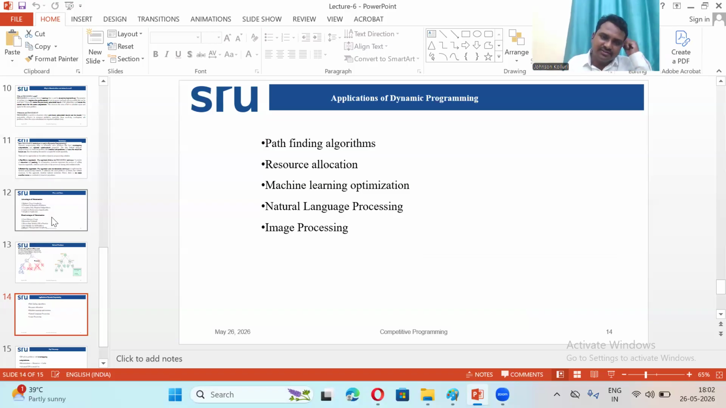In all these applications we are using the memoization concept and tabulation mechanisms. Then this is the concept of dynamic programming, memoization and tabulation, with the example of the Fibonacci sequence.